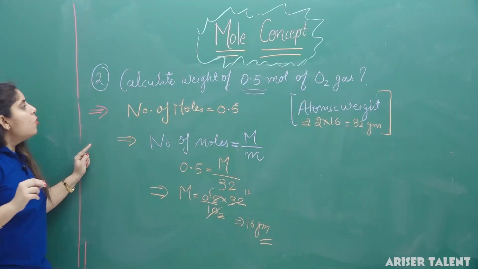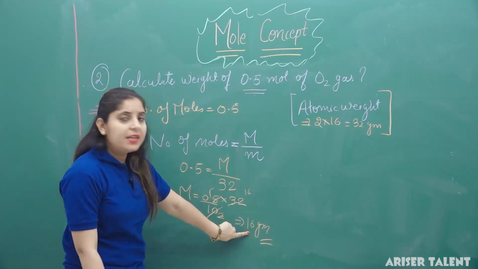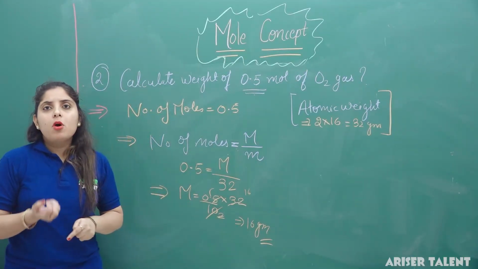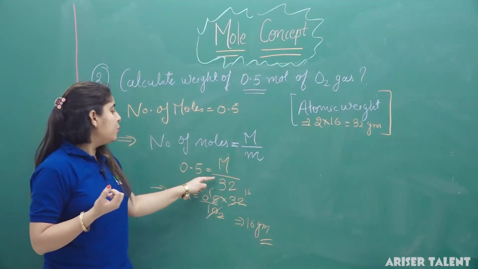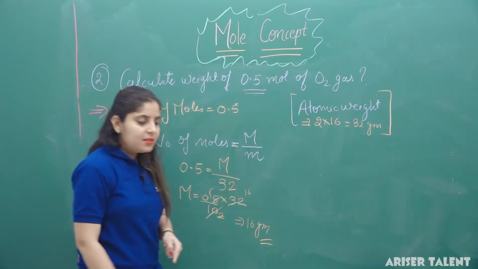16 gram. So we have calculated the weight of O2 as 16 gram, which is the value of the mass, and the molecular weight is 32.